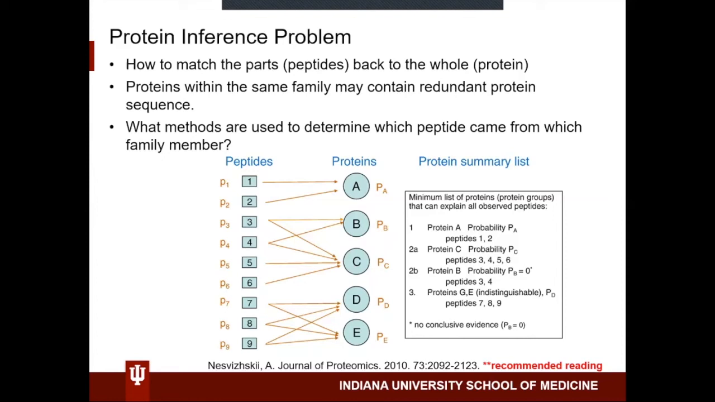So if you have an ambiguous ID, you may not be able to tell which one of those two proteins it is. But it's likely that it's one of those two. So then sometimes the search algorithms will actually tell you that as well, that it's part of a family, but you can't tell which one it is.